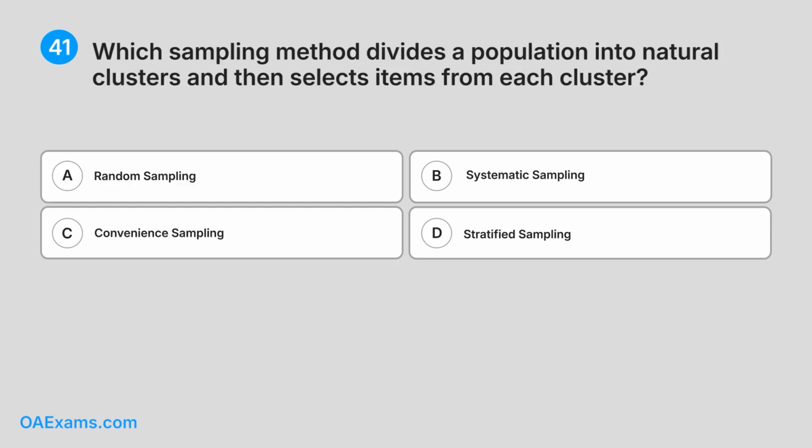41. Which sampling method divides a population into natural clusters and then selects items from each cluster? A. Random sampling. B. Systematic sampling. C. Convenience sampling. D. Stratified sampling. Can you guess the answer?